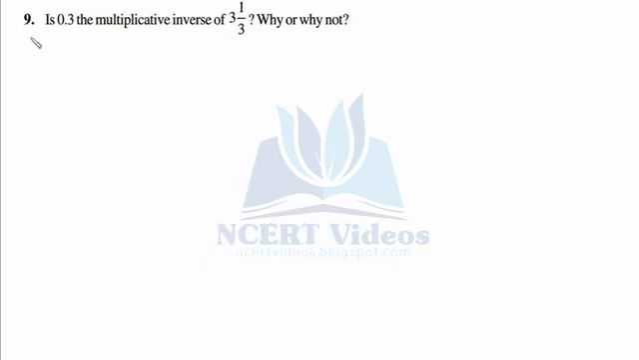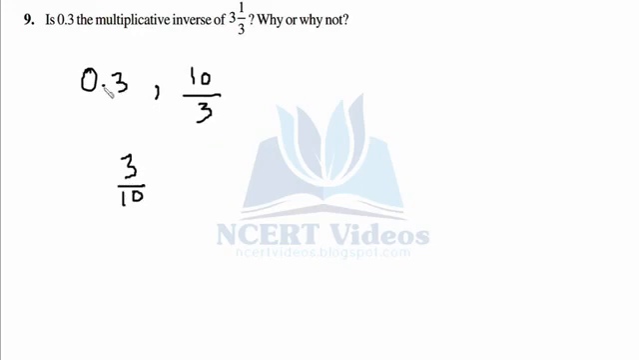Ninth question of exercise 1.1: is 0.3 the multiplicative inverse of this mixed fraction? Give reason, why or why not. So first number is 0.3. Another number is this one. We will solve it. 3 3s are 9, plus 1 is 10 over 3. So when we multiply them, they should give us 1. So 0.3 actually means 3 over 10.